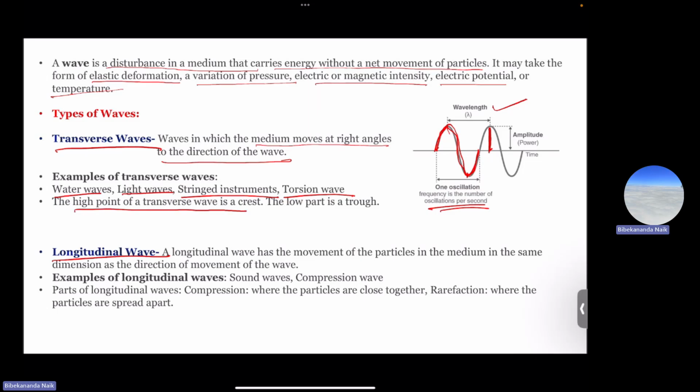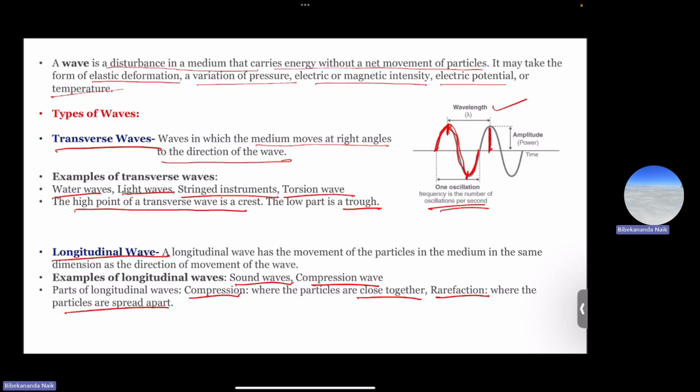Then the high point of a transverse wave is a crest. The low point is the trough. And a longitudinal wave is one where the movement of the wave is along the same direction as the movement of the medium. For example, sound wave and compression wave. In a sound wave there is compression and rarefaction, and the wave moves along the same direction as the compression and rarefaction. In compression the particles are close to each other, and in rarefaction the particles are spread apart.